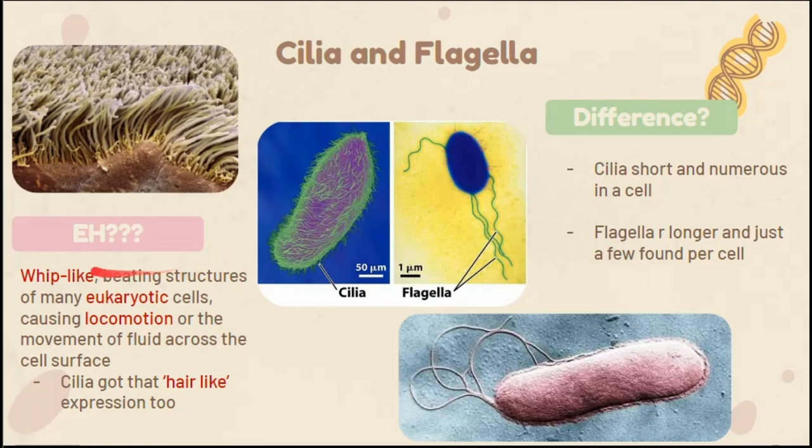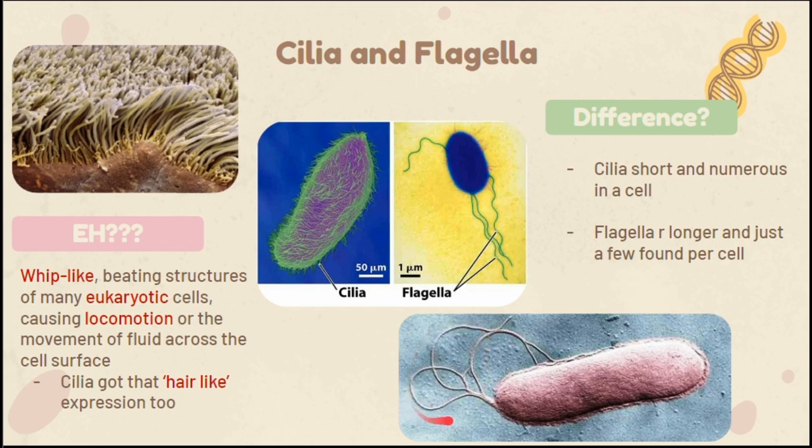Quite the mouthful, but they are whip-like beating structures which cause locomotion or movement of fluid across the cell surface in many eukaryotic cells. They aren't exactly identical, so when defining cilia, you can use hair-like instead of whip-like because one of the differences between them is that cilia are shorter and are very numerous in a cell. Flagella, on the other hand, are longer, with only a few found per cell.